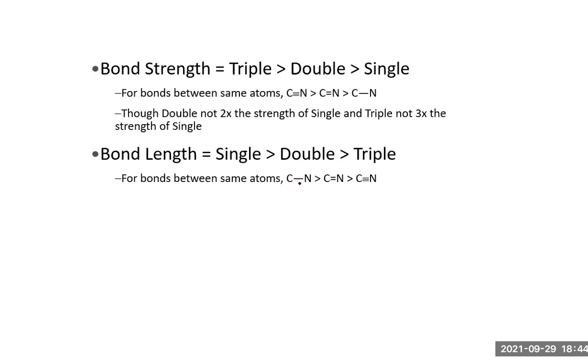The result of that is, in terms of bond strength, we do see that a triple bond is stronger than a double bond, and a double bond is stronger than a single bond. And it's not like a double bond is twice as strong as a single bond or a triple bond is 3 times as strong. But the general pattern is a triple bond is stronger than a single bond and also stronger than a double bond. I usually relate it to a brand new pencil, right?